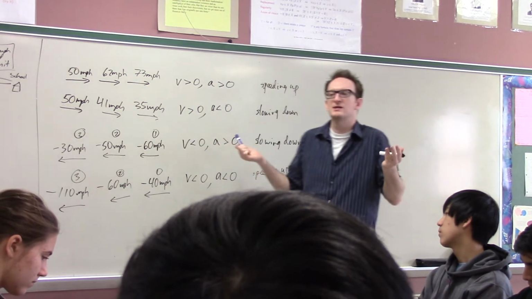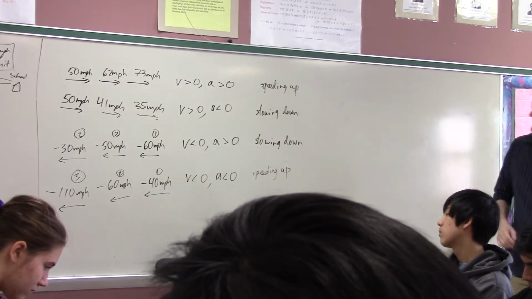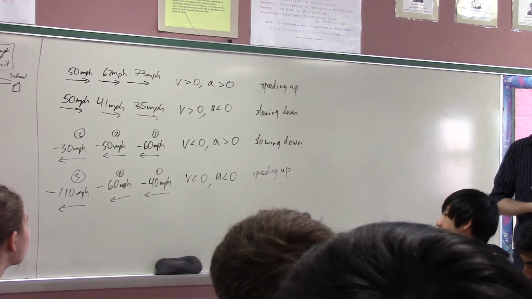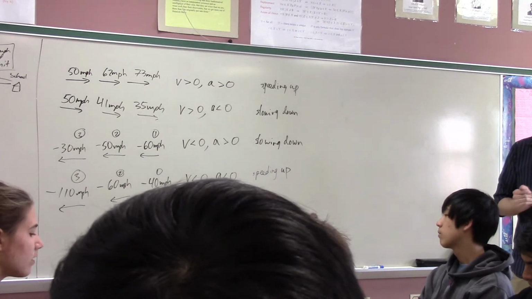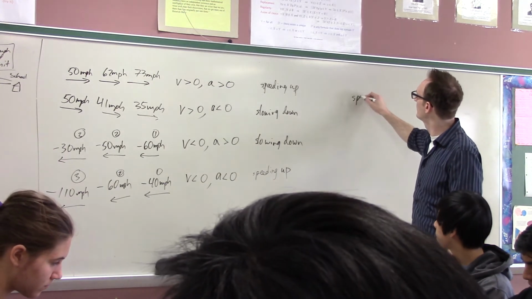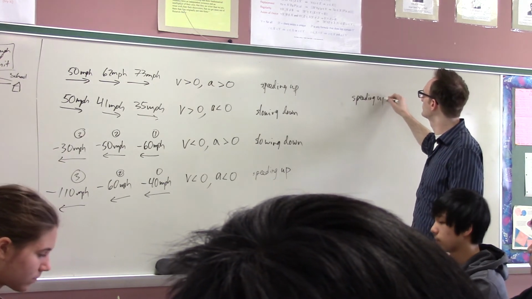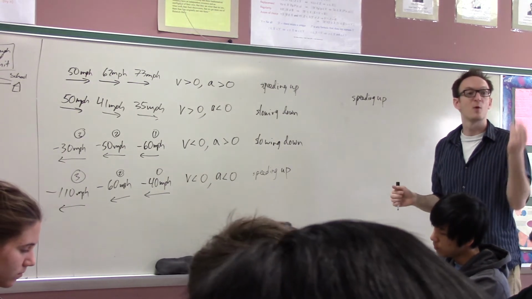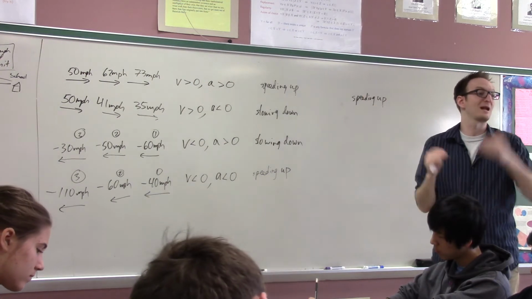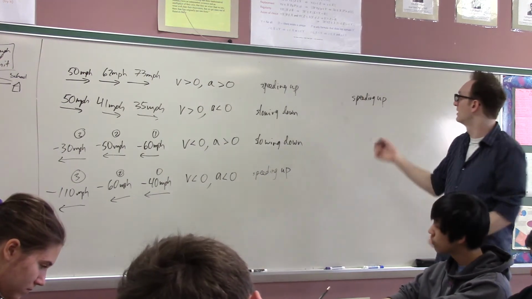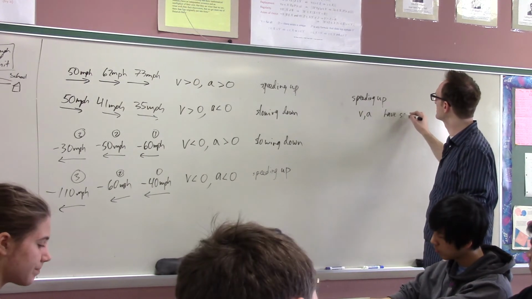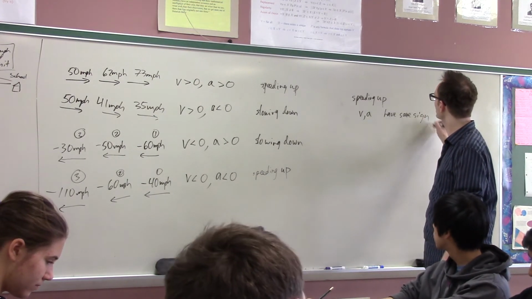Once you get it, it's easy, but it's very confusing for some people. Okay, when am I speeding up? Yeah, exactly. The general conclusion to draw from all this is that I'm speeding up when I'm either going in a positive velocity and that velocity is increasing, or if I'm going in a negative velocity and that velocity is decreasing. So it's when the velocity and the acceleration have the same sign.